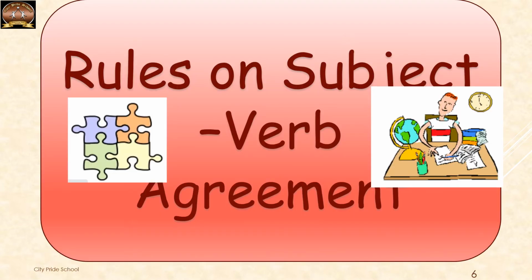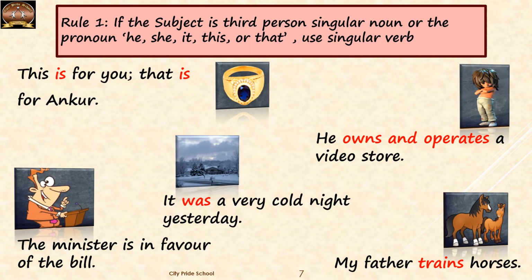So now we learn various rules on subject-verb agreement. The first rule says if the subject is third person singular noun or the pronouns like he, she, it, this or that, then we must use singular verb. The examples are here. This is for you, that is for Ankur. So this and that both are followed by singular verb is.